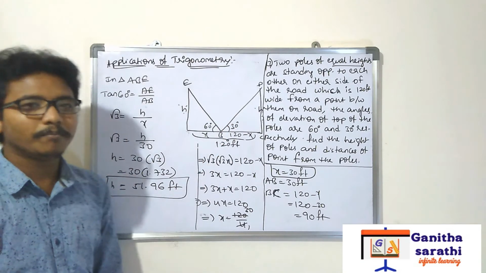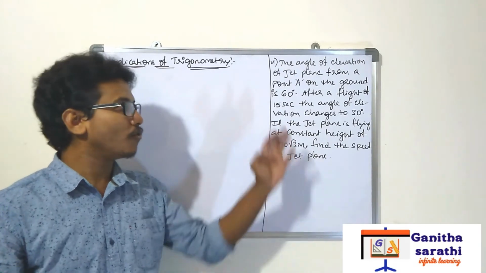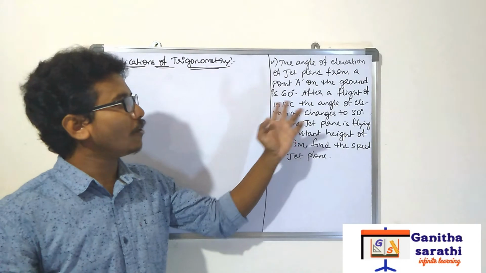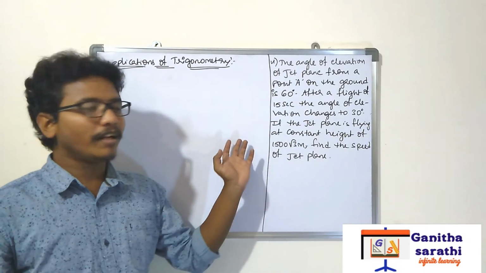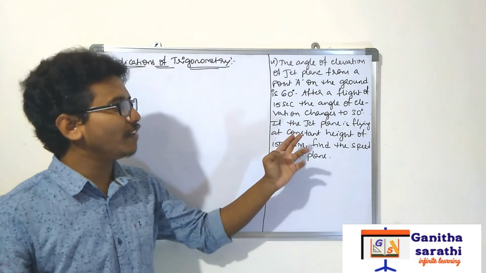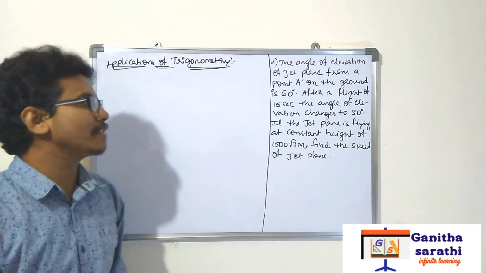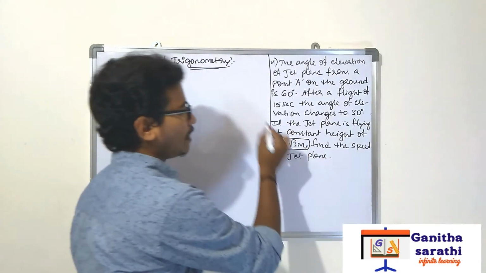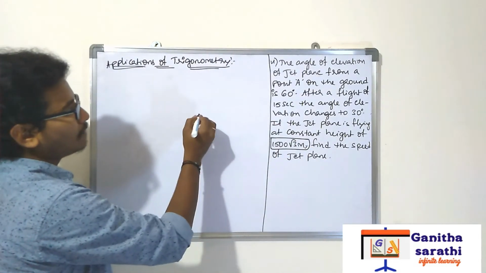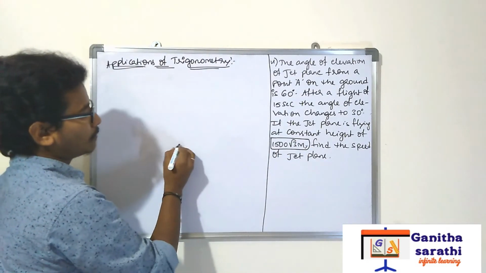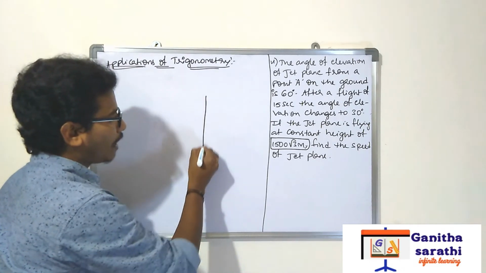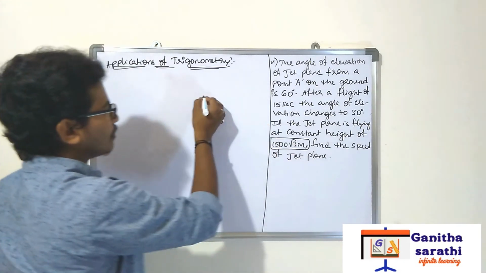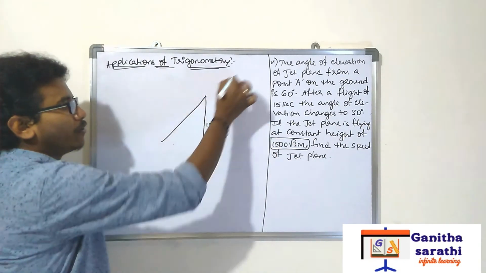Okay. Now let us move on to the next problem, the fourth problem. The angle of elevation of a jet plane from a point A on the ground is 60 degrees. After a flight of 15 seconds, the angle of elevation changes to 30 degrees. The jet plane is flying at a constant height. See here. The jet plane height is this one, 1500 root 3. The jet plane will be going like this, right?